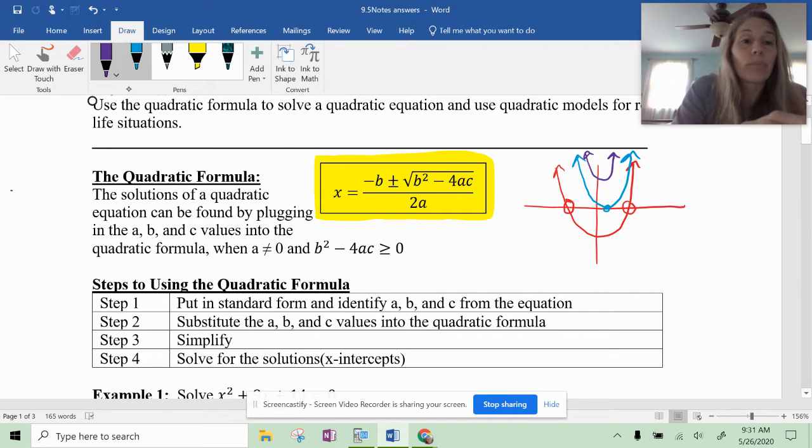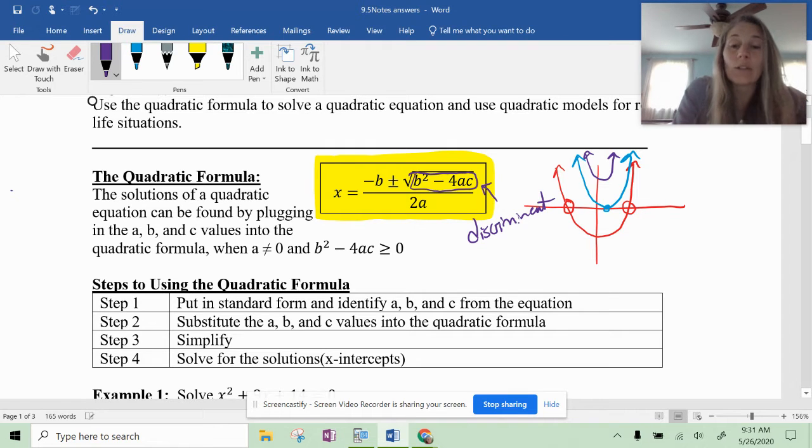Now, this portion inside the radical, this little piece here, is called the discriminant. And you really want to find out what that is. You don't want to do this entire thing on your calculator at once, because if you find out that just this part in here is a negative, you really don't have to do anything else. You're just going to say there's no real solutions.